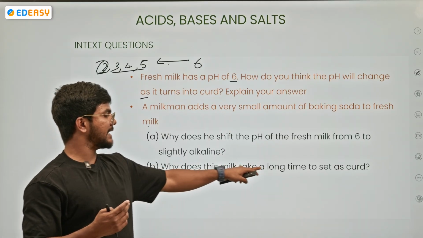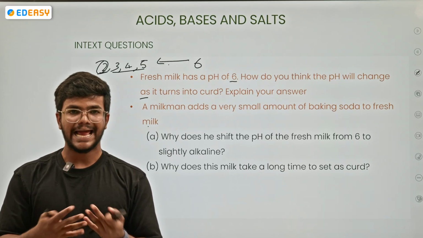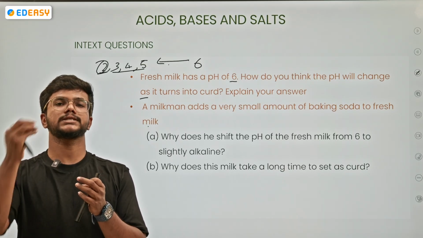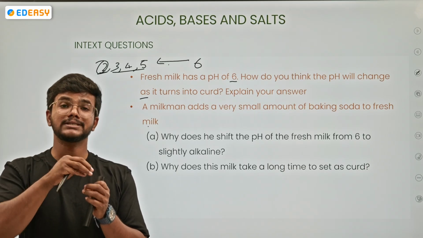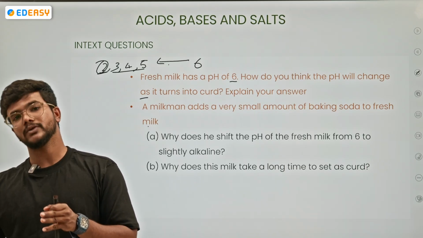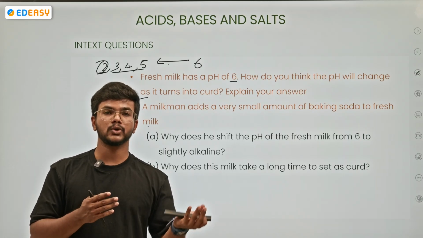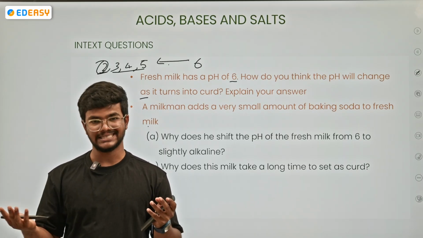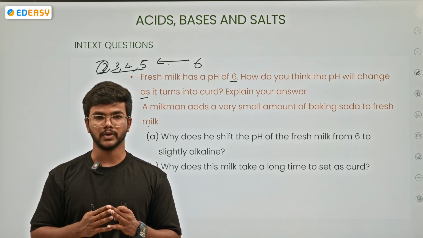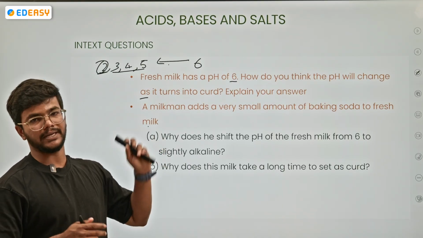Why does the milk take a long time to set as curd? Because we are not adding anything. The lactobacillus in the milk should act on the lactose carbohydrate, and the lactose will convert into lactic acid. So it takes a long time to convert the lactose carbohydrate to lactic acid. Lactic acid is acidic in nature. Okay, it's a natural procedure. So hope you understand the acidity of the curd and the milk.